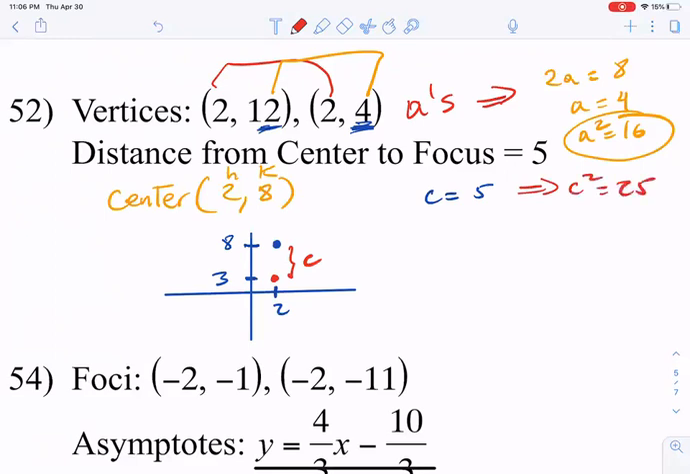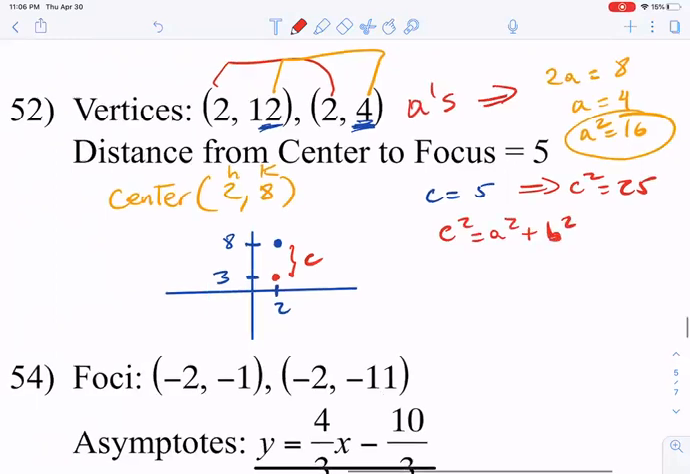Now we need to find out what B is. We have everything, right? So C squared equals A squared plus B squared. So you can tell that that's 5, 4, that should be 3, right? So this is 25, this is 16, I mean 9 in this case. So B squared is 9.